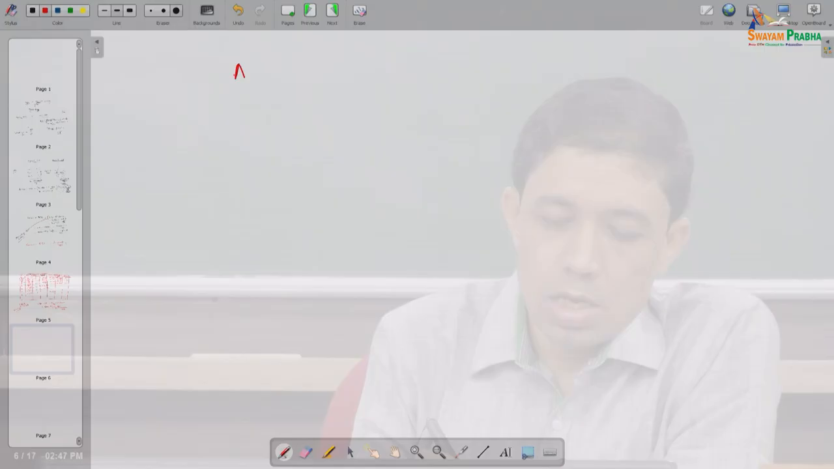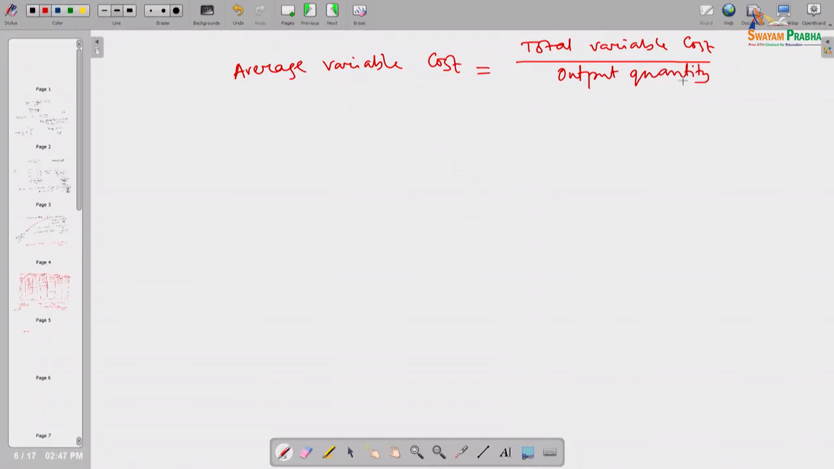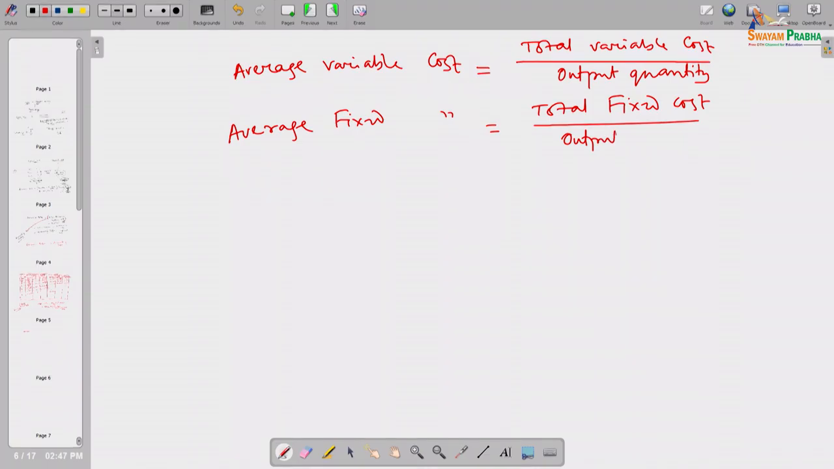If we define exactly, I am sure you are getting an impression of what average variable cost is. Average variable cost will be total variable cost by amount of output, output quantity. Similarly, we can define average fixed cost, that is total fixed cost by, always, output quantity.